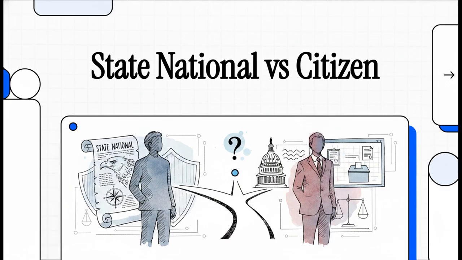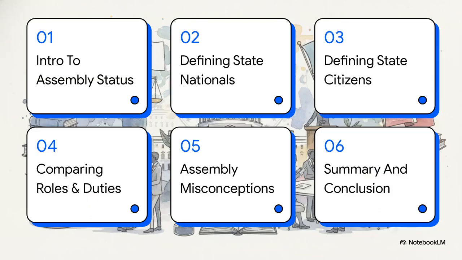According to the texts, you've got distinct pathways to choose from when interacting with the state and federal government, and each one carries its own unique set of rights and responsibilities. Here's our roadmap for today. We'll hit the intro to assembly status, define state nationals, define state citizens, compare their roles and duties, look at assembly service and some common misconceptions, and finally, wrap it all up with a summary.